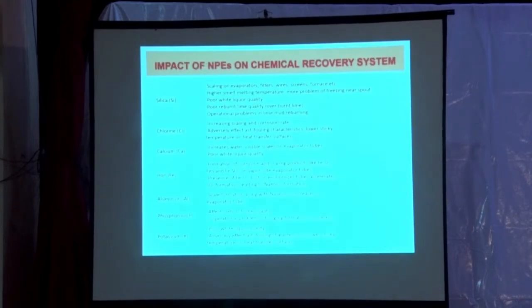This is the same thing, not to repeat it here. Now, just to have a simple walk through of the basic impacts of these NPEs on chemical recovery. First is silica. As we all know, the major problem it creates is scaling in evaporator, filter, wire, screens, furnace, you name it, it has the same problem. Higher smelt melting temperature if sodium silicate is present. More prone to freezing near the spout; it is a common practice in agro based mills that jamming of the spouts is more.